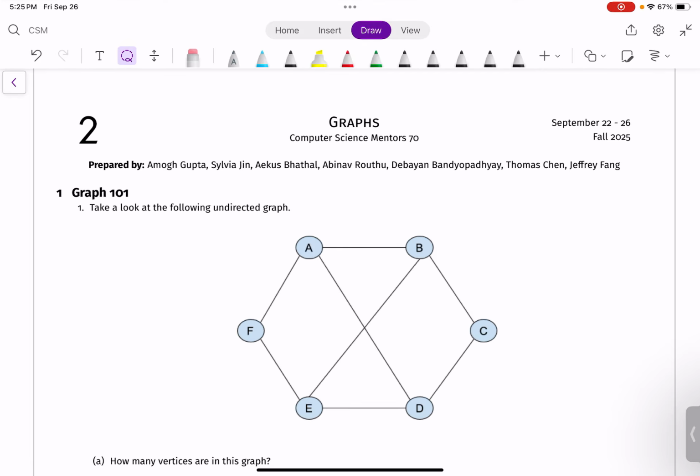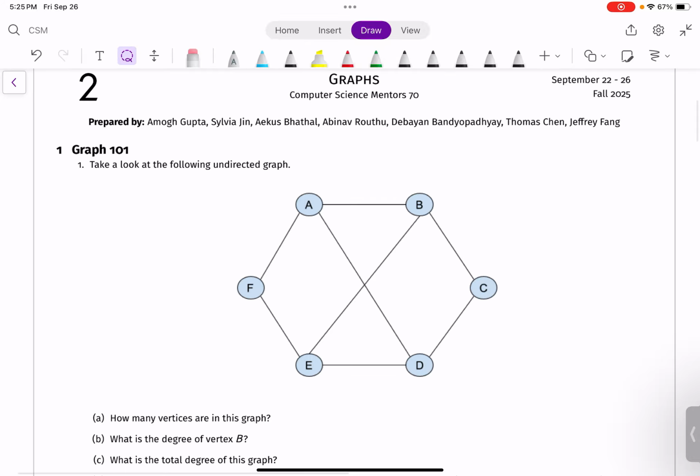In today's walkthrough, we'll be looking at problem 1 on the week 2 worksheet. So we're given an undirected graph, and there's 6 vertices on this graph, namely A, B, C, D, E, and F. So our answer to part A is 6.